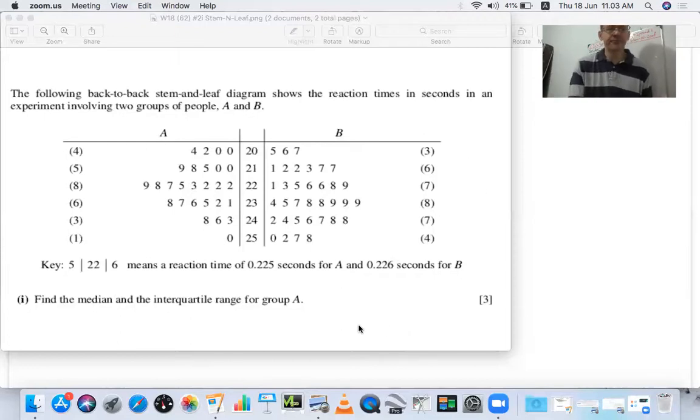So notice it says to find the median and the interquartile range for group A. Here's group A. The median is the middle, that's quartile 2. The interquartile range is Q3 minus Q1. So what we need to do is add up these values here and find out how many are in group A. Here we have 4 and 7 is 11, 11 and 8 is 19, 19 and 6 is 25, 25 and 3 is 28, and 1 is 29. I'm just going to write the total here on the board.